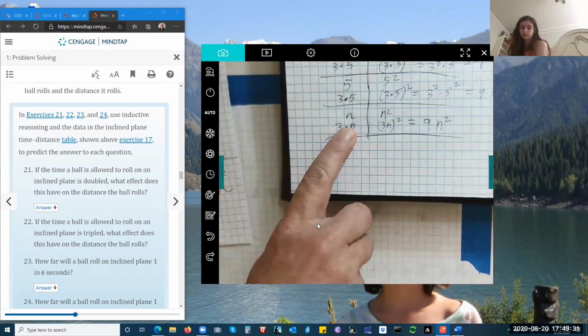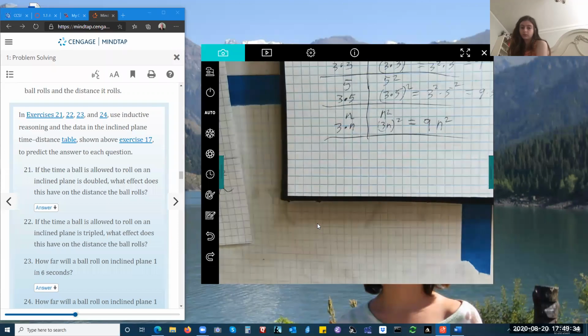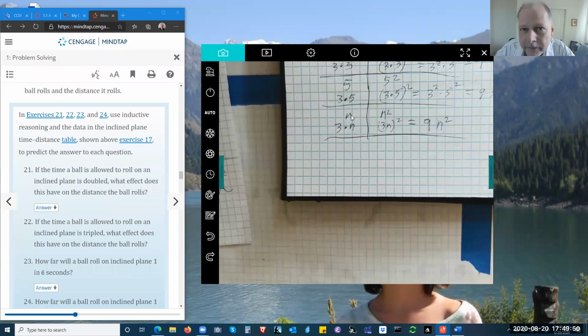I went through all those numbers, and I don't have to go through all the numbers again, but I don't think it completely communicated the first time through with just the letter. So I'm trying to show you what I mean. If I roll for n number of seconds, the distance is n squared. If I roll 3 times as long, 3 times n, whatever n was, now it's 9n squared instead of just n squared, so 9 times bigger.